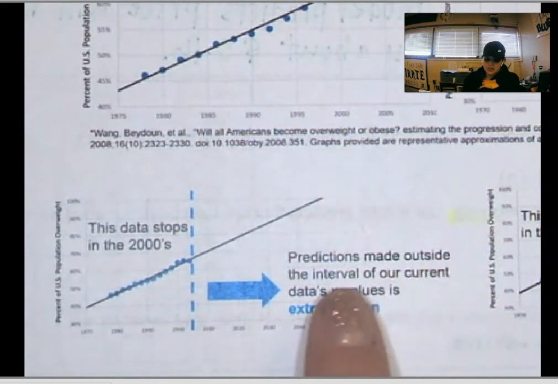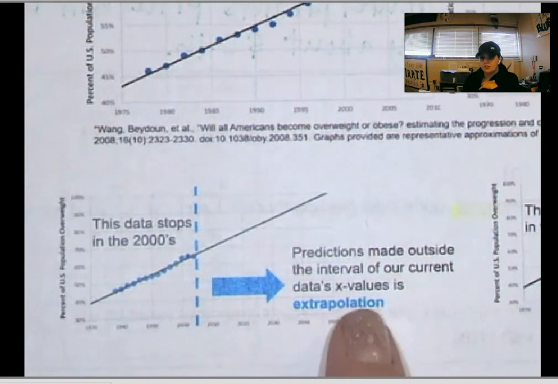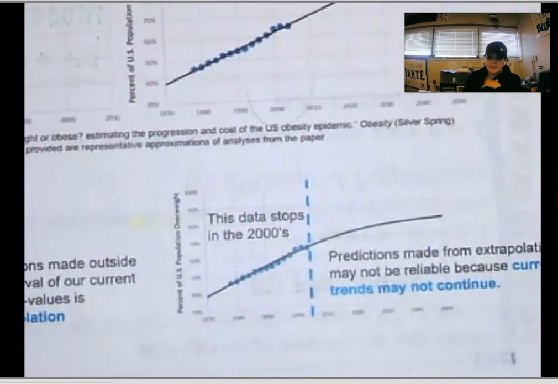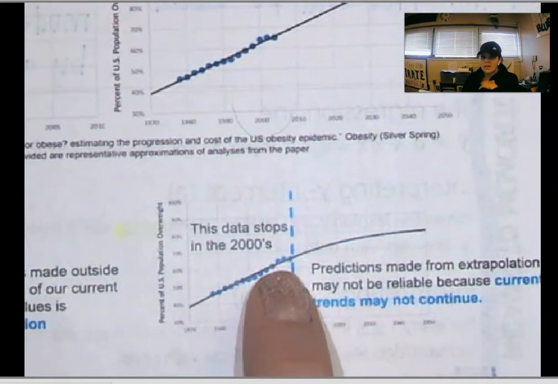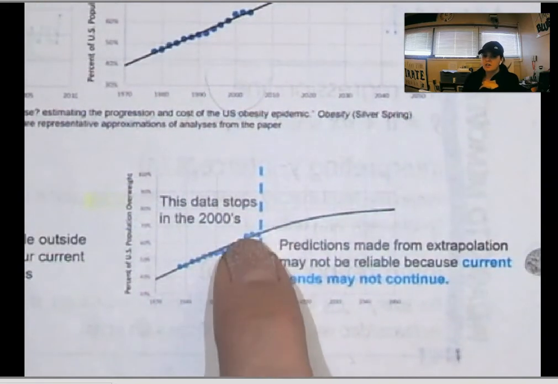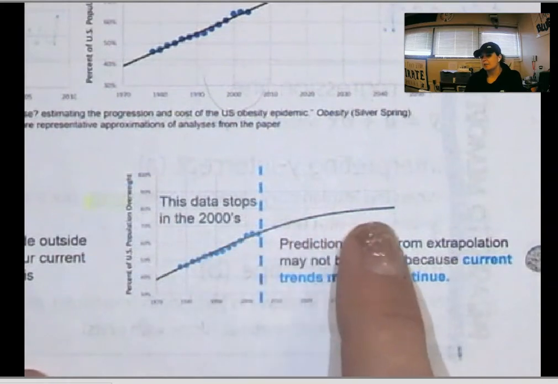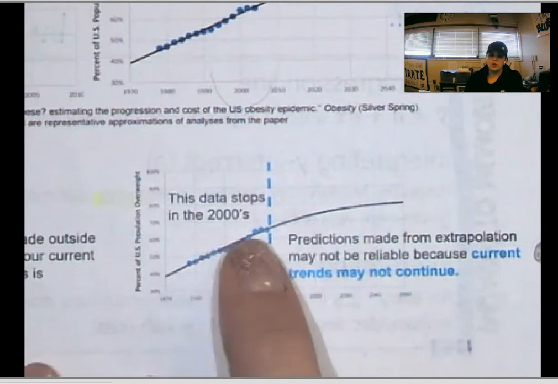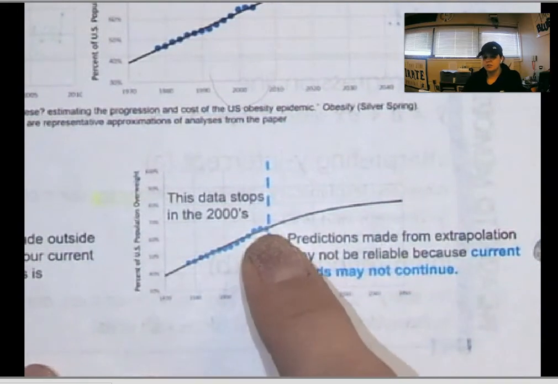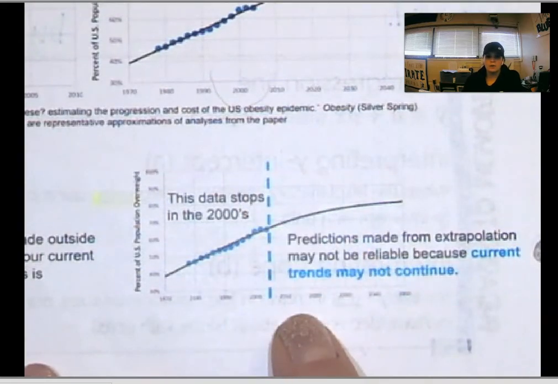Predictions made outside of the interval of our current x values is extrapolation. And the reason why that's not a good idea is because we don't know if that straight line continues past what we have observed. From the last year recorded, this line may start to curve. It may start to decline. We don't know for sure that the trend or the linear pattern continues past the years that we have collected data for.